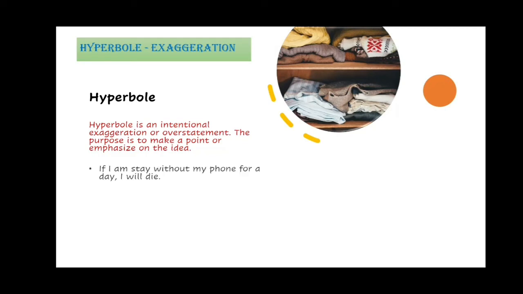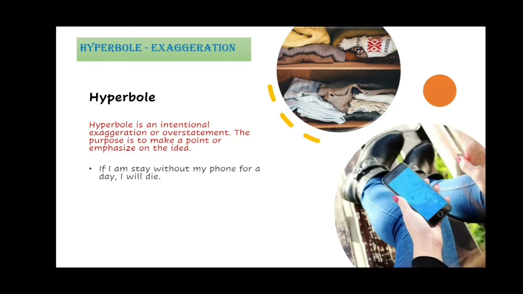For example, if I am to stay without my phone for a day, I will die. Of course, nobody dies without a phone, but to emphasize the necessity of the phone in his life, the writer here is exaggerating by saying that I will die without my phone. Oh my God, I have a mountain of clothes to arrange in the almirah. There cannot be a mountain of clothes, but to emphasize the extent of work, the writer is saying he has a mountain of clothes to arrange.